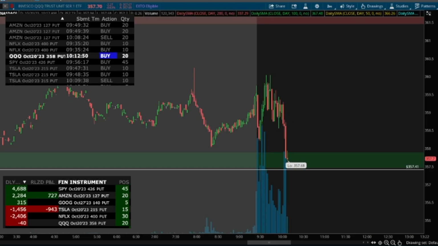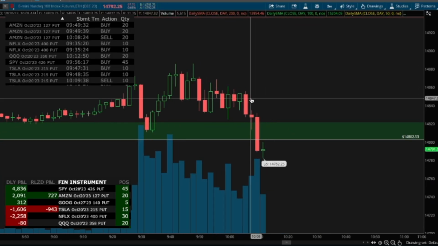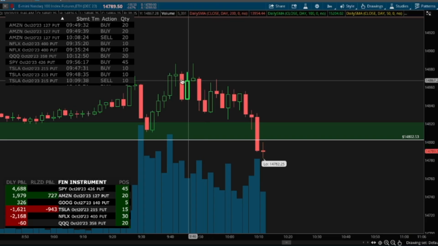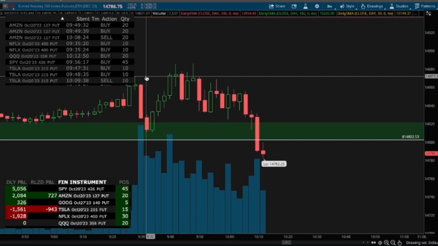All right, I'm short Qs. QQQ 358 put. That's a 14.8 rejection right there. I'm in for it. So my idea here is that 14.8 stays under. If we go back over 14.8, I cut my Q loss very quickly. Under 14.8, I am confident on Q puts.